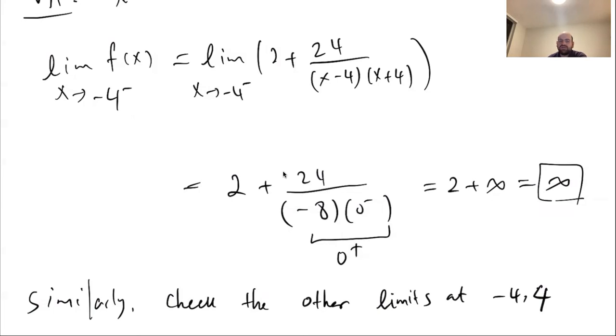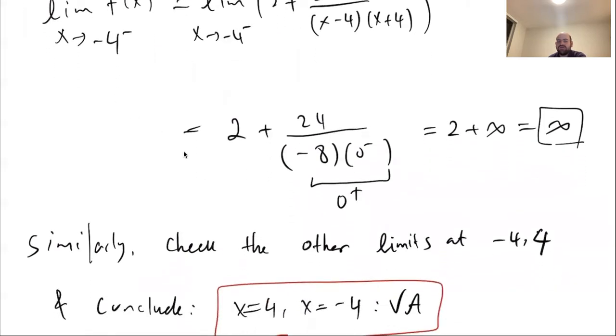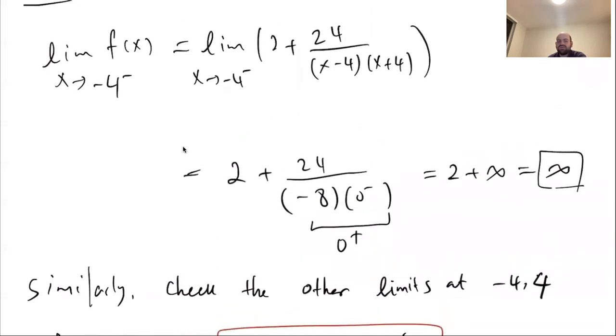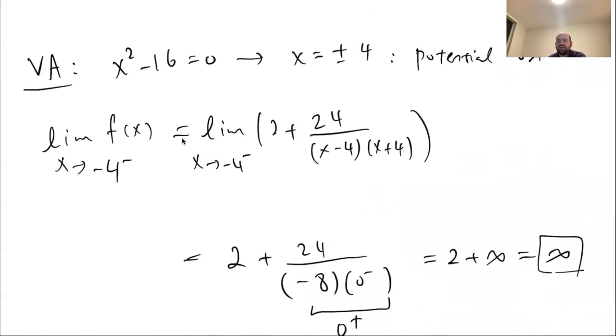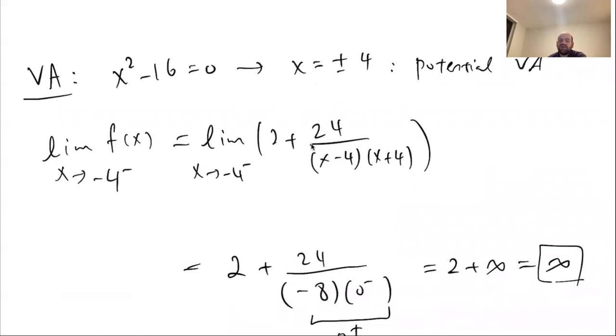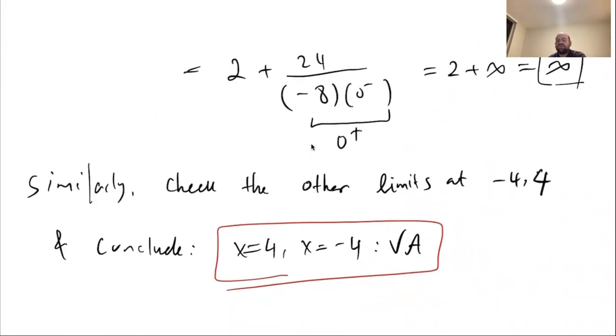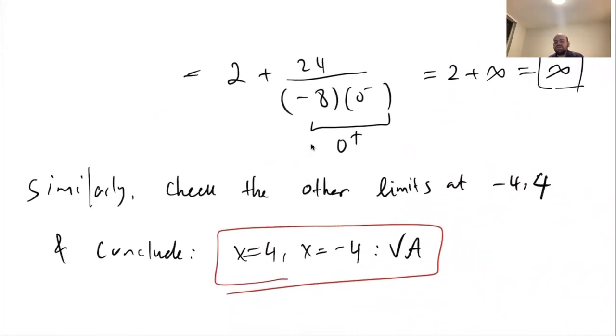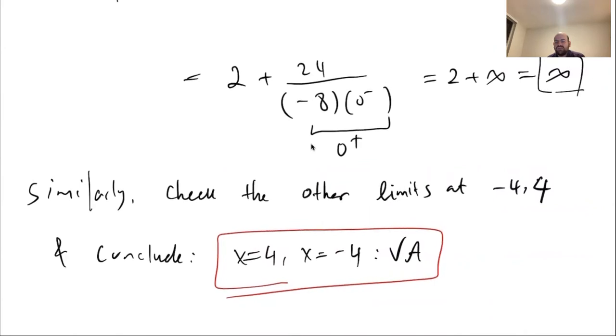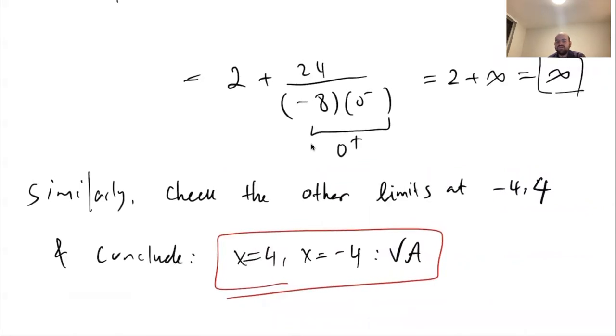And the other limits are similar. So this is the left limit at -4. Then you can find the right limit at -4 and also the left limit and right limit at 4, the other point. Once you find these limits, you can confirm that these two points, x equals -4 and x equals 4, are actually vertical asymptotes.